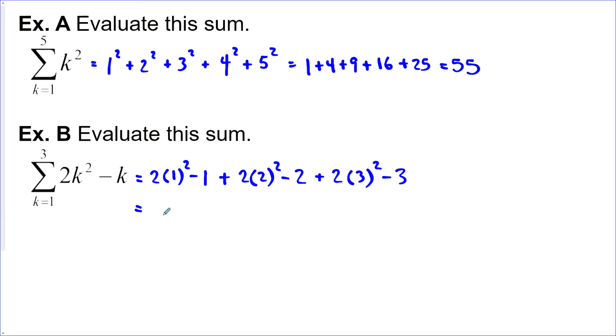So 2 times 1 squared is just 2. 2 times 2 times 2 is 8. And 2 times 9 is 18. And the 2's cancel here and here. We got 26 minus 4 is 22.